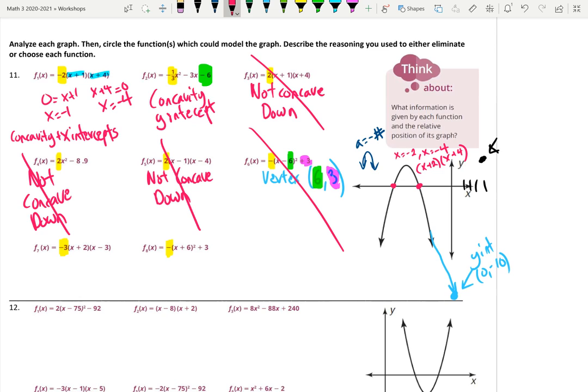Looking at the next one, number 7, I see that the zeros are at negative 2 and at 3. And this is disqualified because both x-intercepts need to be negative.